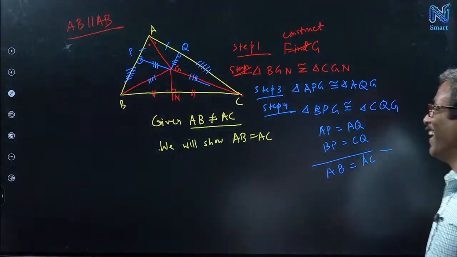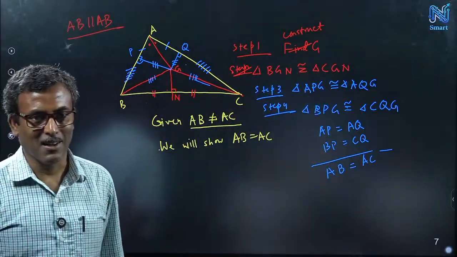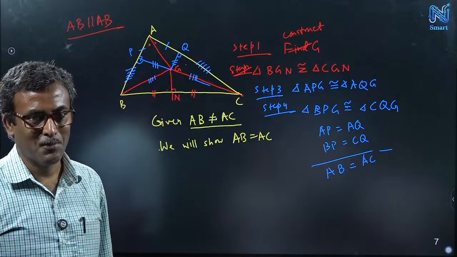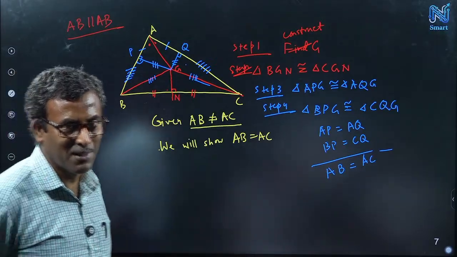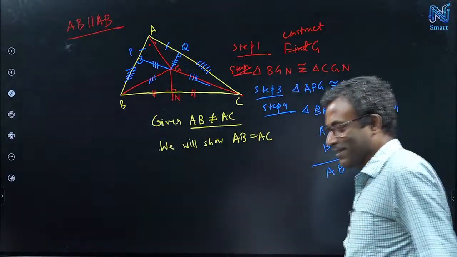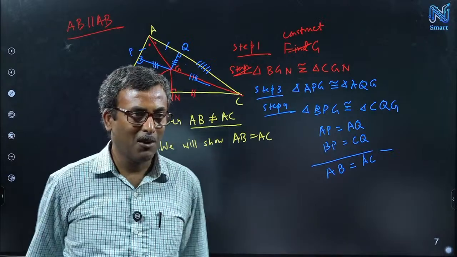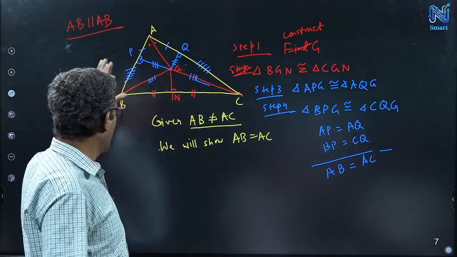Here, actually, in the proof construction, everything is correct. The wrong is with the figure itself. The figure is not correct. This figure cannot happen, never happen. You can't draw this type of figure for any triangle, whatever the angle may be, obtuse.